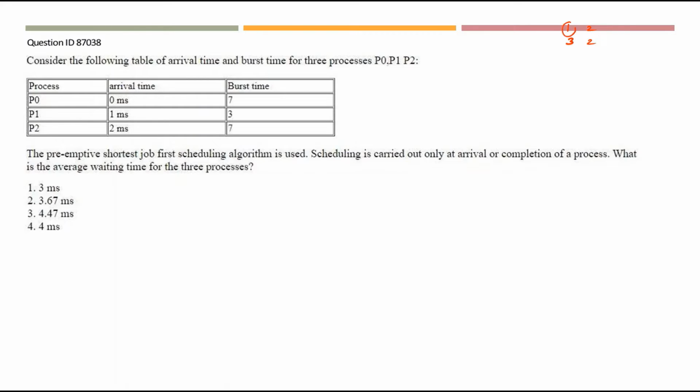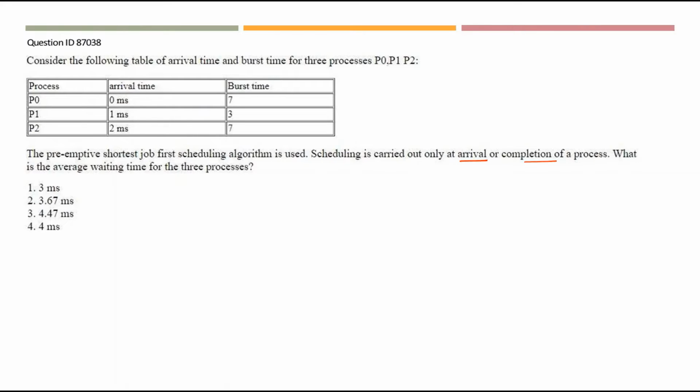At arrival time 1, this will be executing. Once I get the second process with a lesser burst time, I can preempt this process. It means I can shift to another process. So preempting is I can give the CPU to another process. Scheduling is carried out only at arrival or completion of a process. What is the average waiting time for the 3 processes?